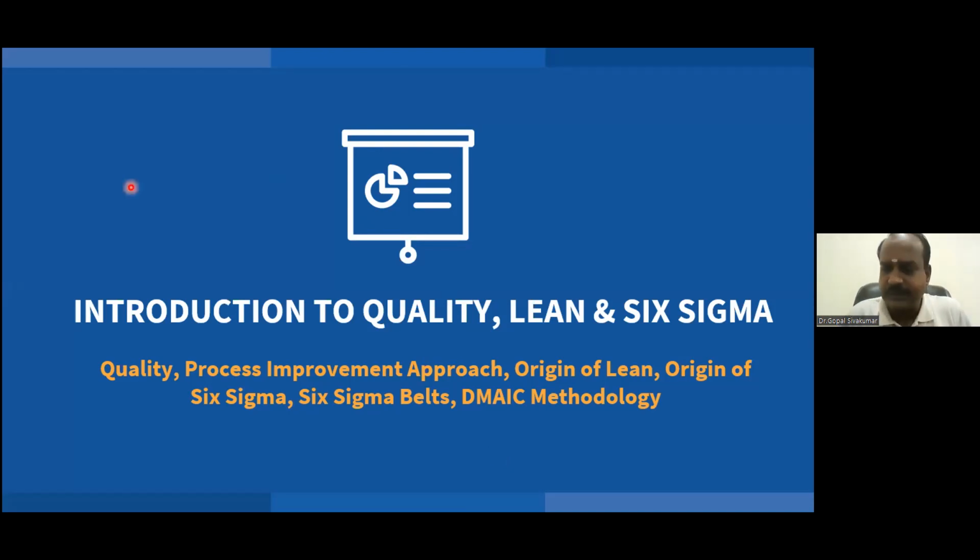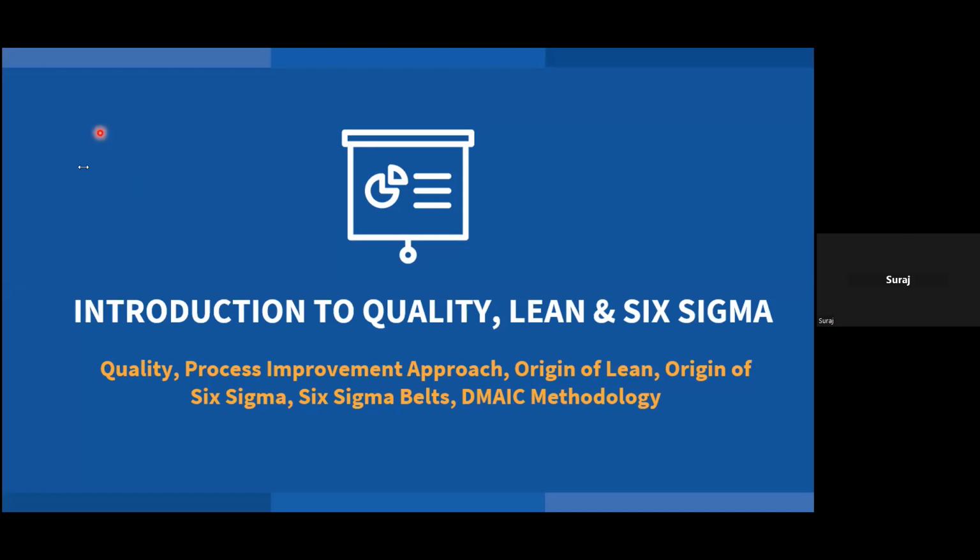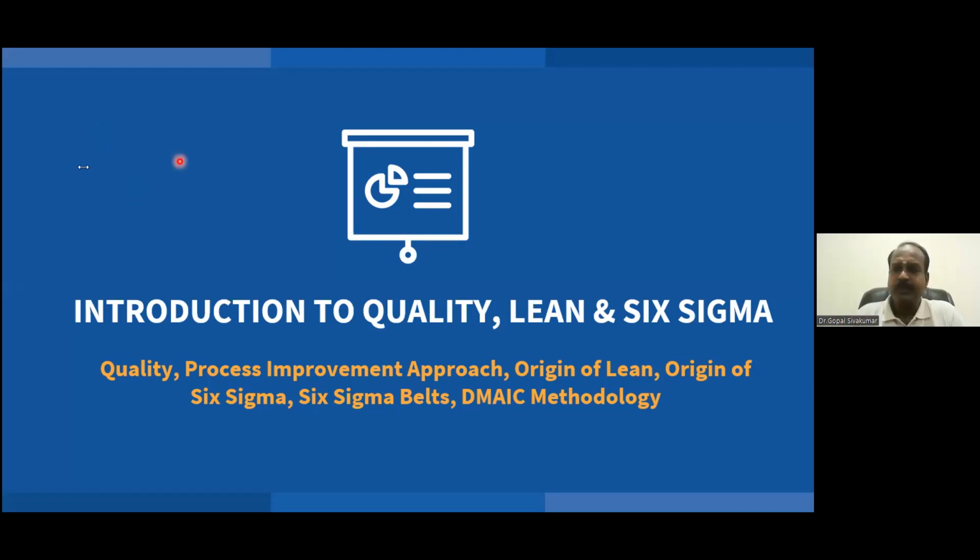So Lean Six Sigma is nothing but an operational excellence strategy. That's all. Lean Six Sigma is an operational excellence strategy that can make your company really number one in the long term, keeping quality as the strategic focus.